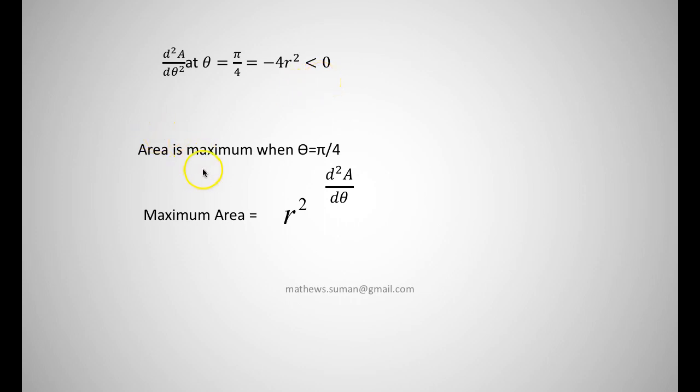So again, by second derivative test, area is maximum when theta is pi by 4. And the maximum area is given by r squared.